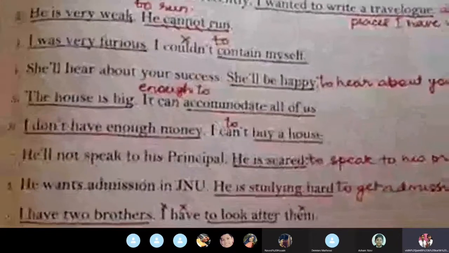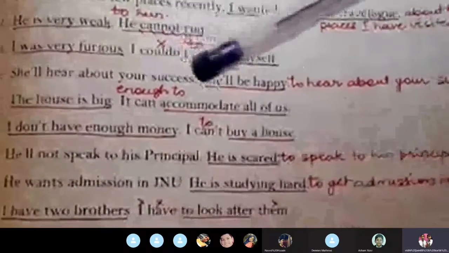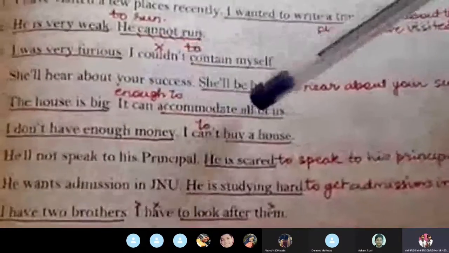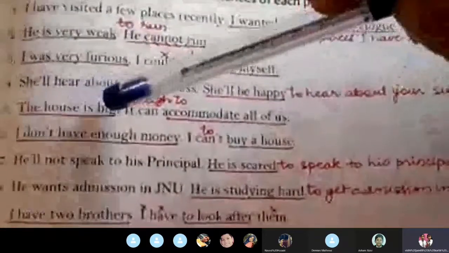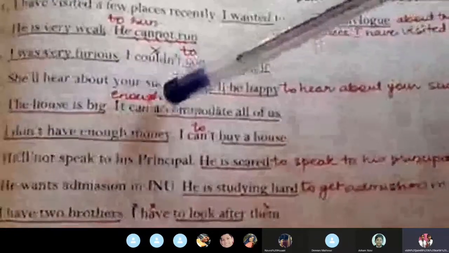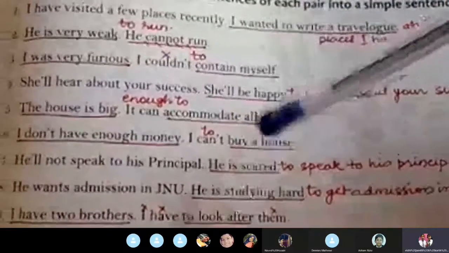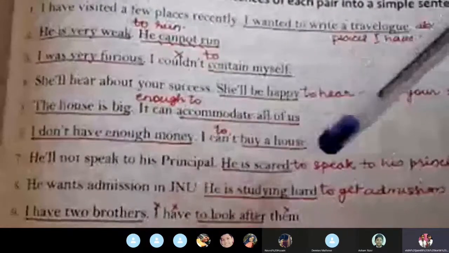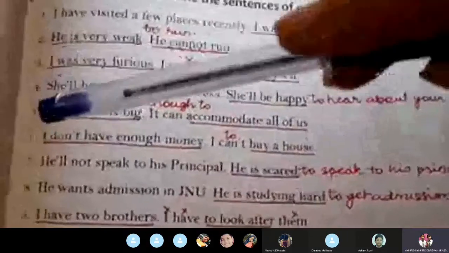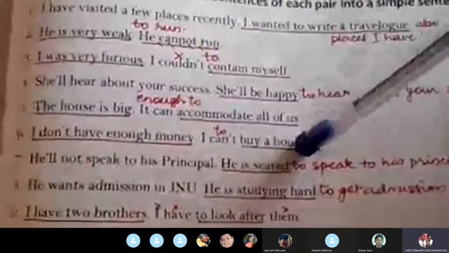Number 5: The house is big. It can accommodate all of us. Answer: The house is big enough to accommodate all of us. Number 6: I don't have enough money. I can't buy a house. Answer: I don't have enough money to buy a house.